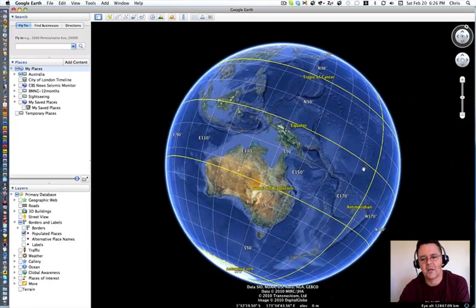So you can see if I look at Australia, Australia is obviously south of the equator. Well, how far is it south? Well, there's 10 degrees, 20 degrees, 30 degrees. Sydney's a little bit further. So Sydney's roughly 30 something degrees south.